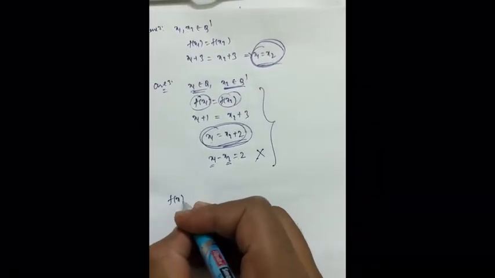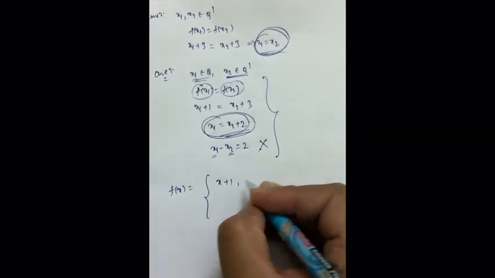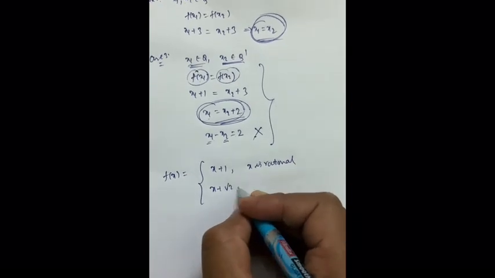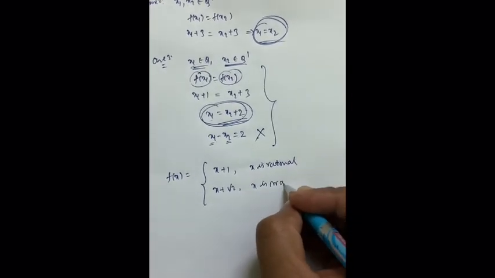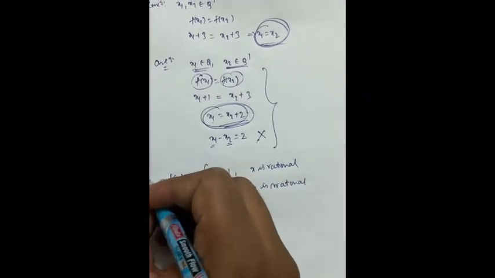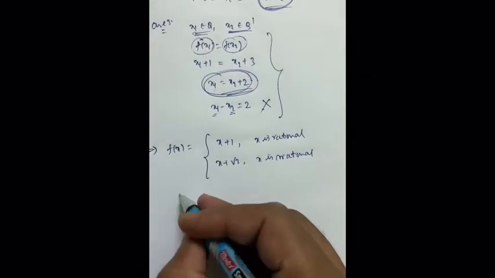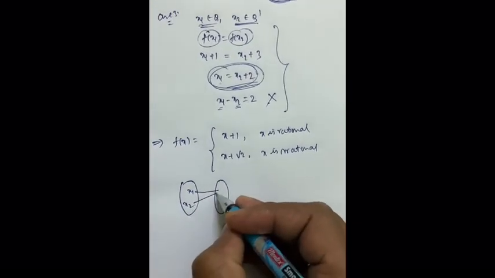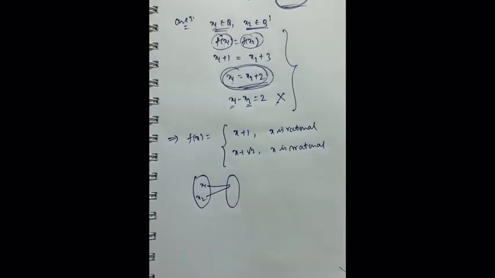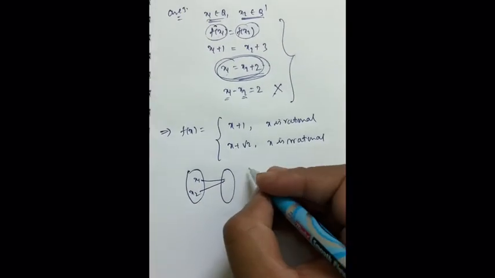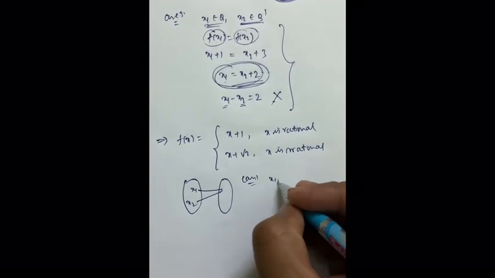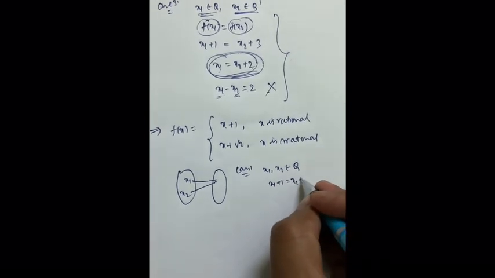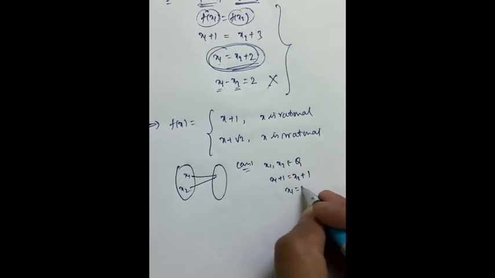Let's say f of x is equal to x plus 1 if x is rational, and x plus root 2 if x is irrational. Again, if there are two elements x1 and x2, if f of x1 equals f of x2, it should imply that x1 equals x2. That is what we are looking for. First case, case 1: if x1 and x2 are both rational numbers, then f of x1, which is x1 plus 1, equals x2 plus 1, which will give us x1 equals x2.